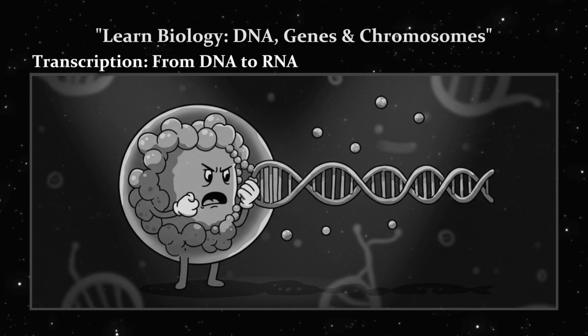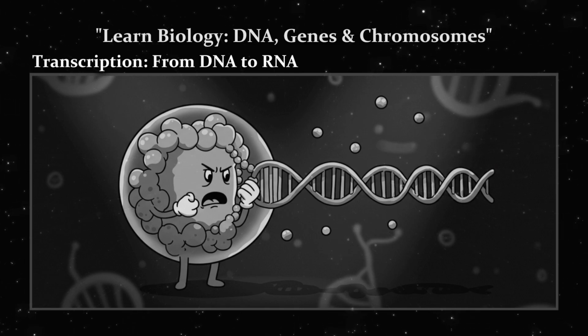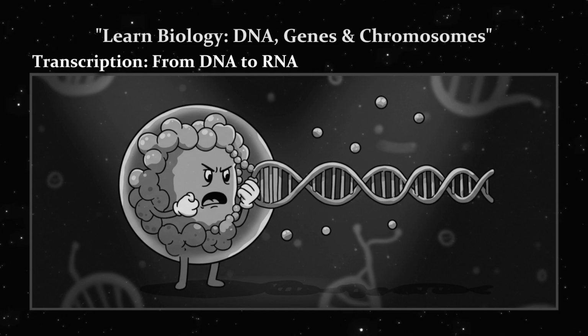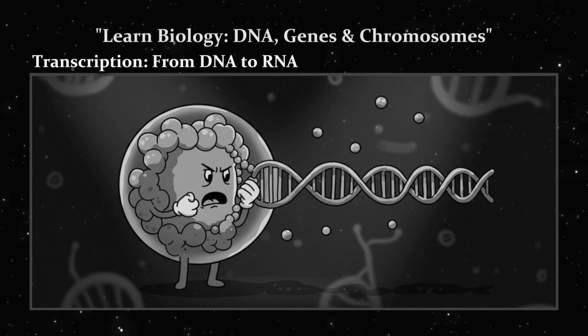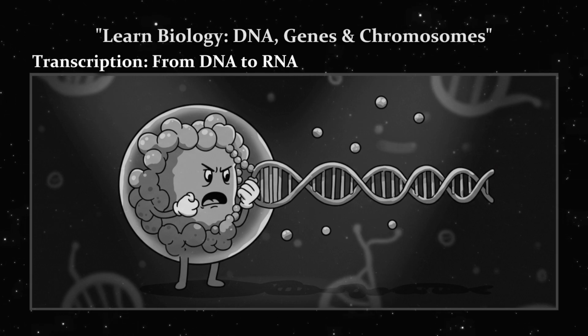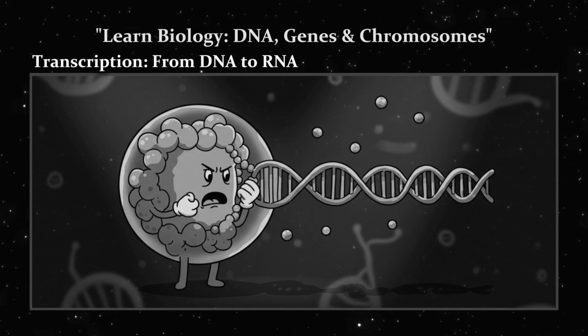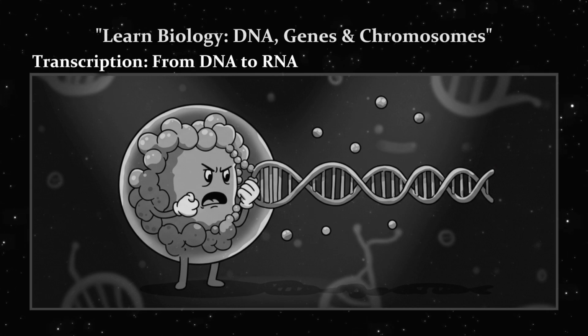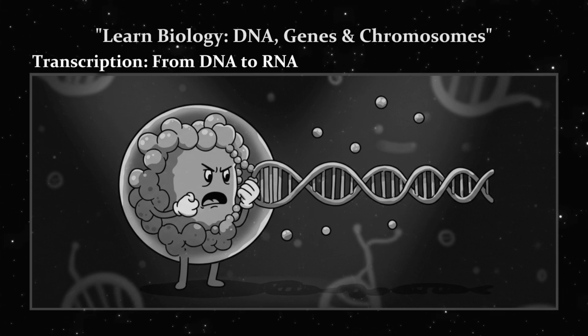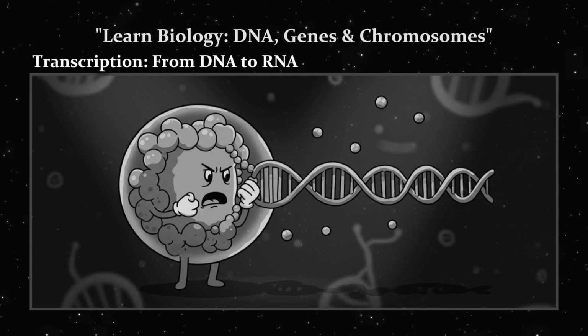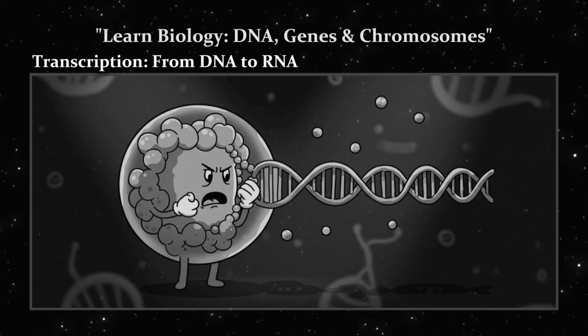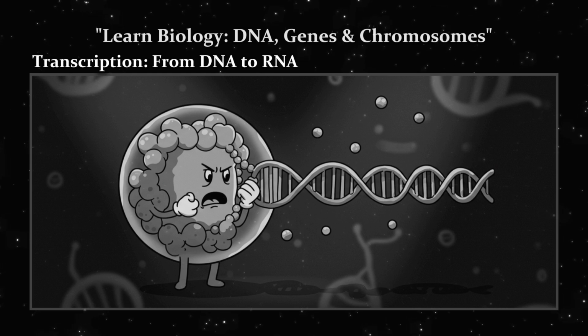The first step of processing, therefore, is splicing. The cell must cut out all the useless introns and stitch the useful exons together in the correct order to create one continuous, coherent message. This is an incredibly precise molecular surgery. It is performed by a complex machine called the spliceosome, which is itself made of small RNA molecules and proteins.